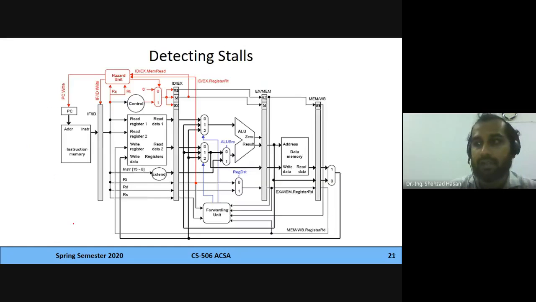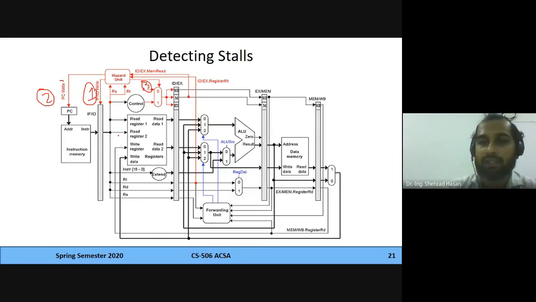And how do we do that? We do that by doing three things. The first thing is we don't write anything to the IF/ID pipeline register, that is, this input is disabled. The second thing is we don't do any write operations for the program counter, which means that the PC write value is also disabled. The third thing is we make all the control signals 0.